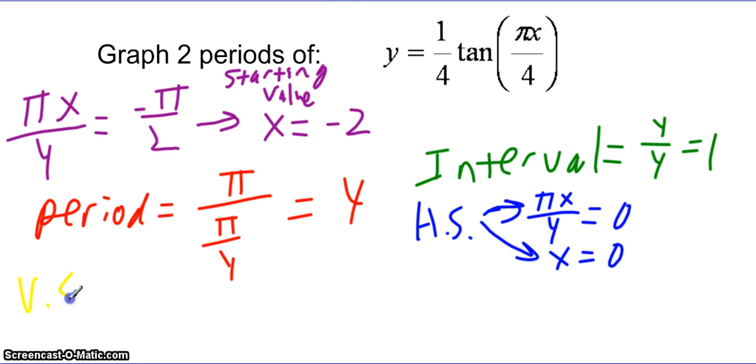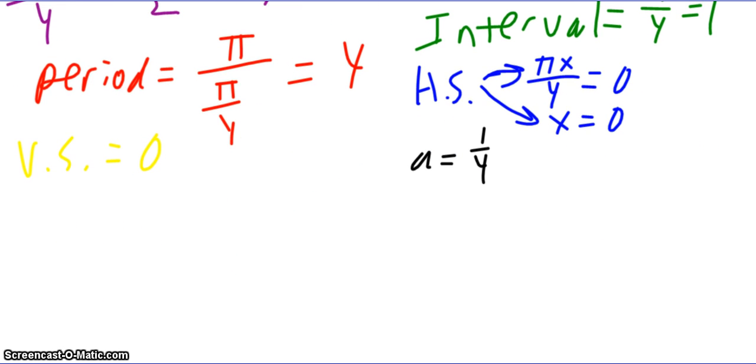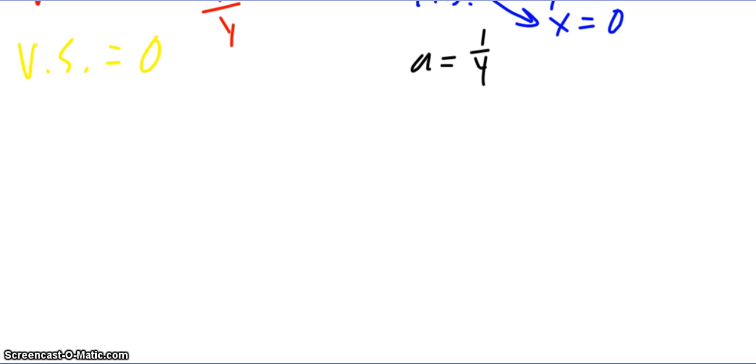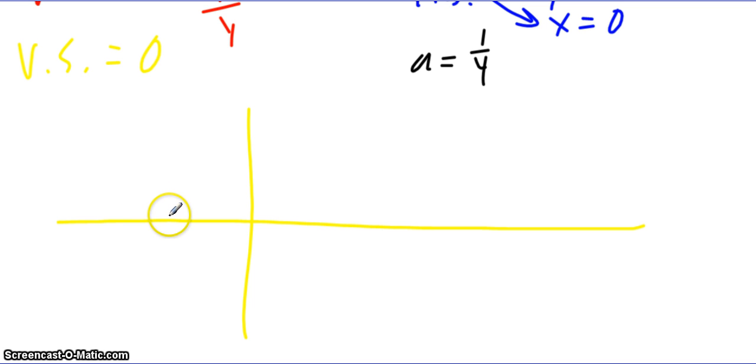Here, we also do not have a vertical shift because there's no d. Also, we're going to note A is 1/4. That is not our amplitude. If we were asked the amplitude, we'd say does not exist. Okay, so we're trying to graph two periods. So I know I start at -2.